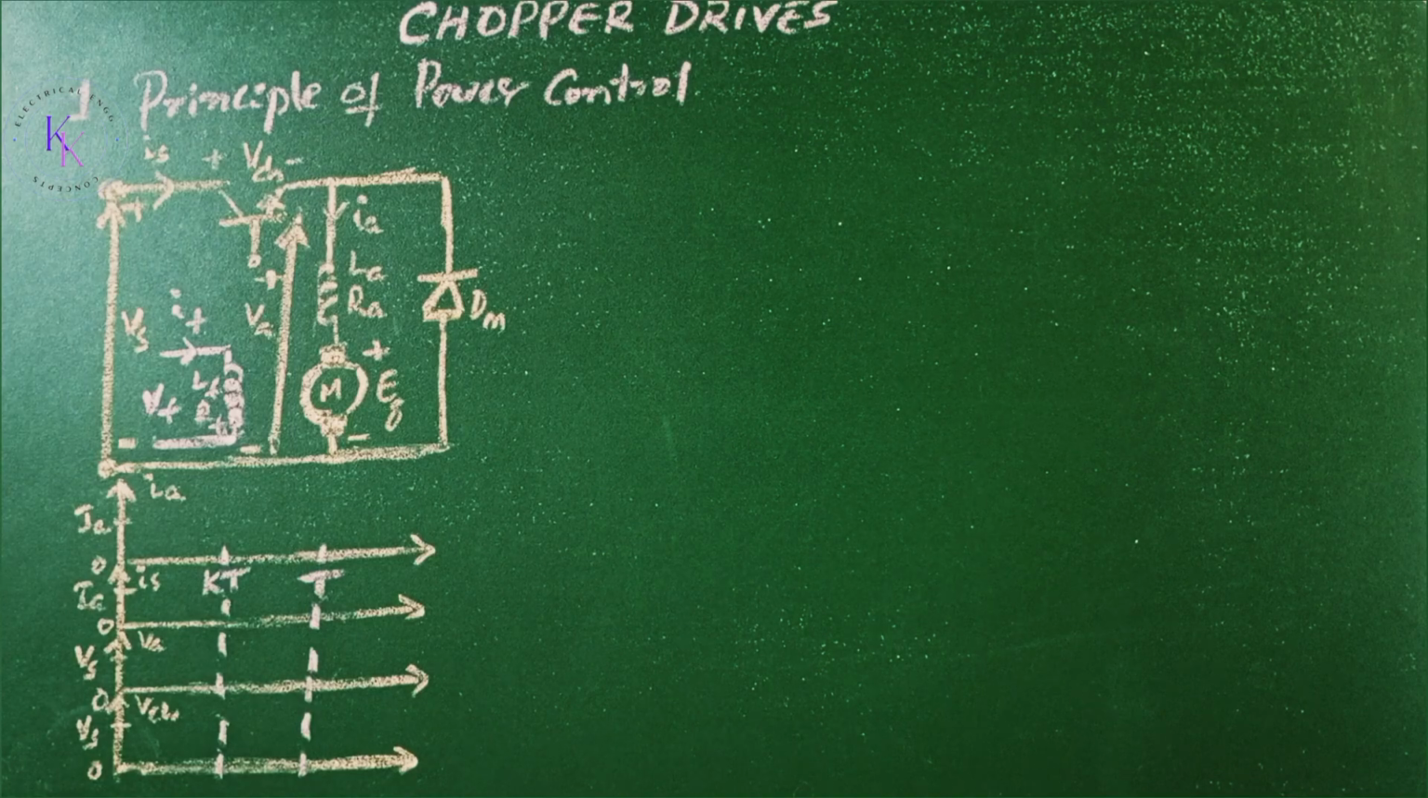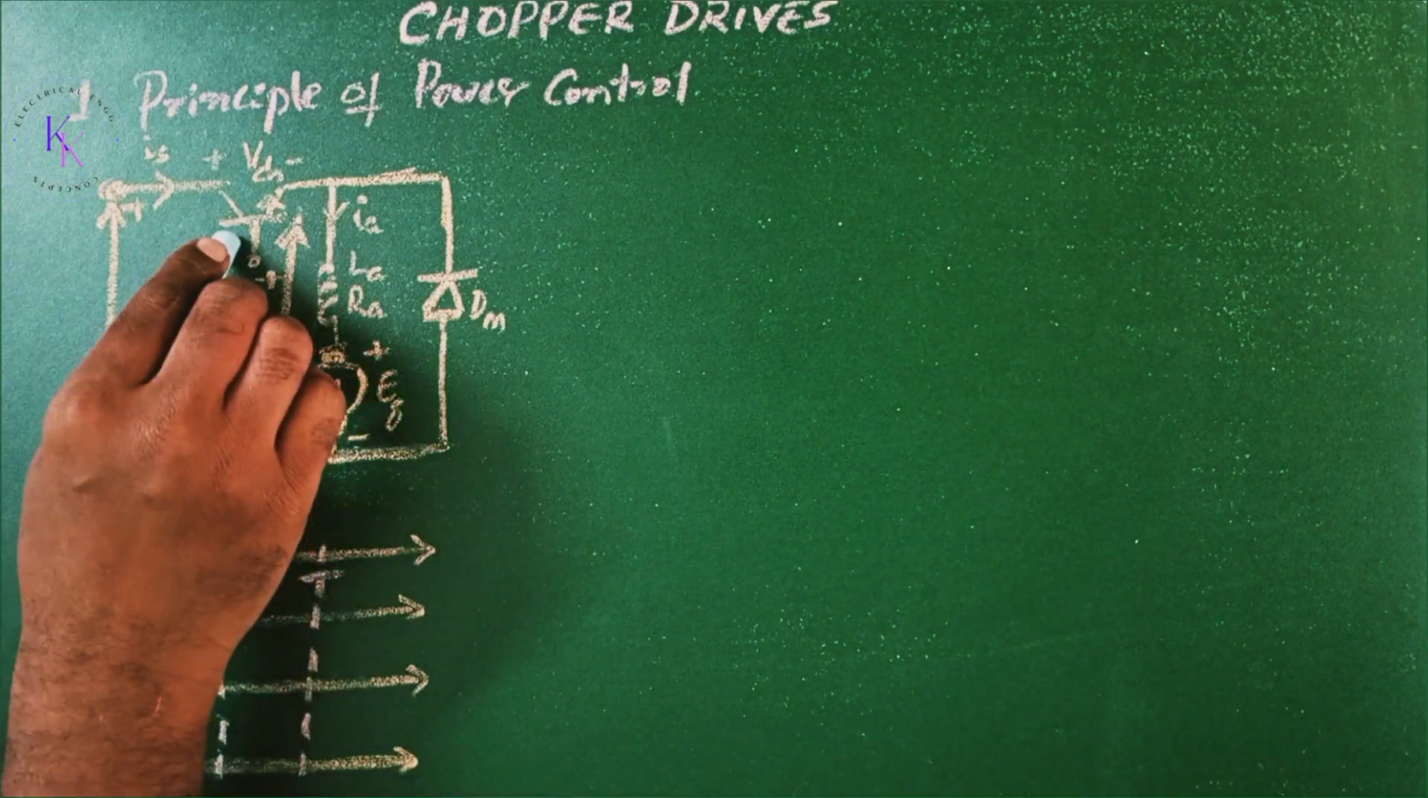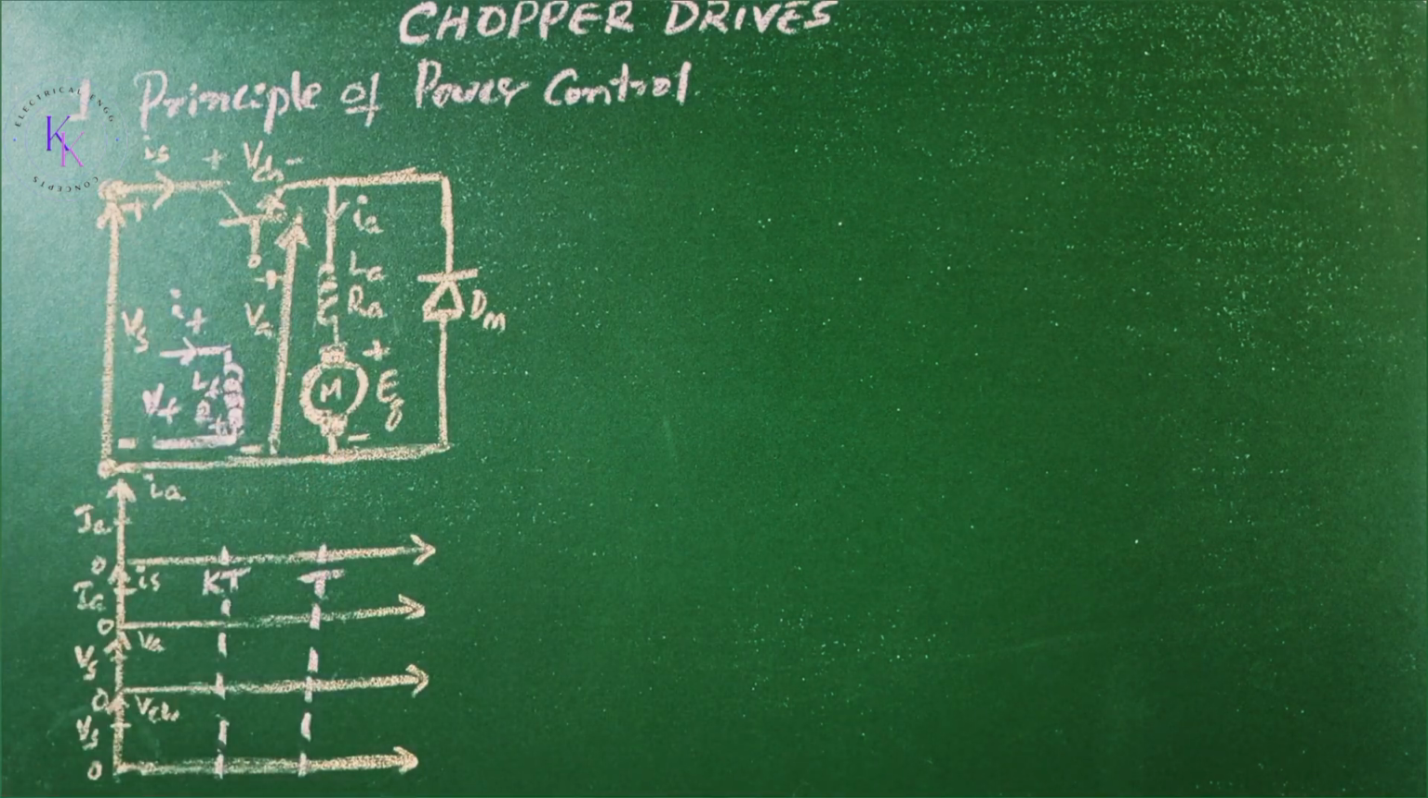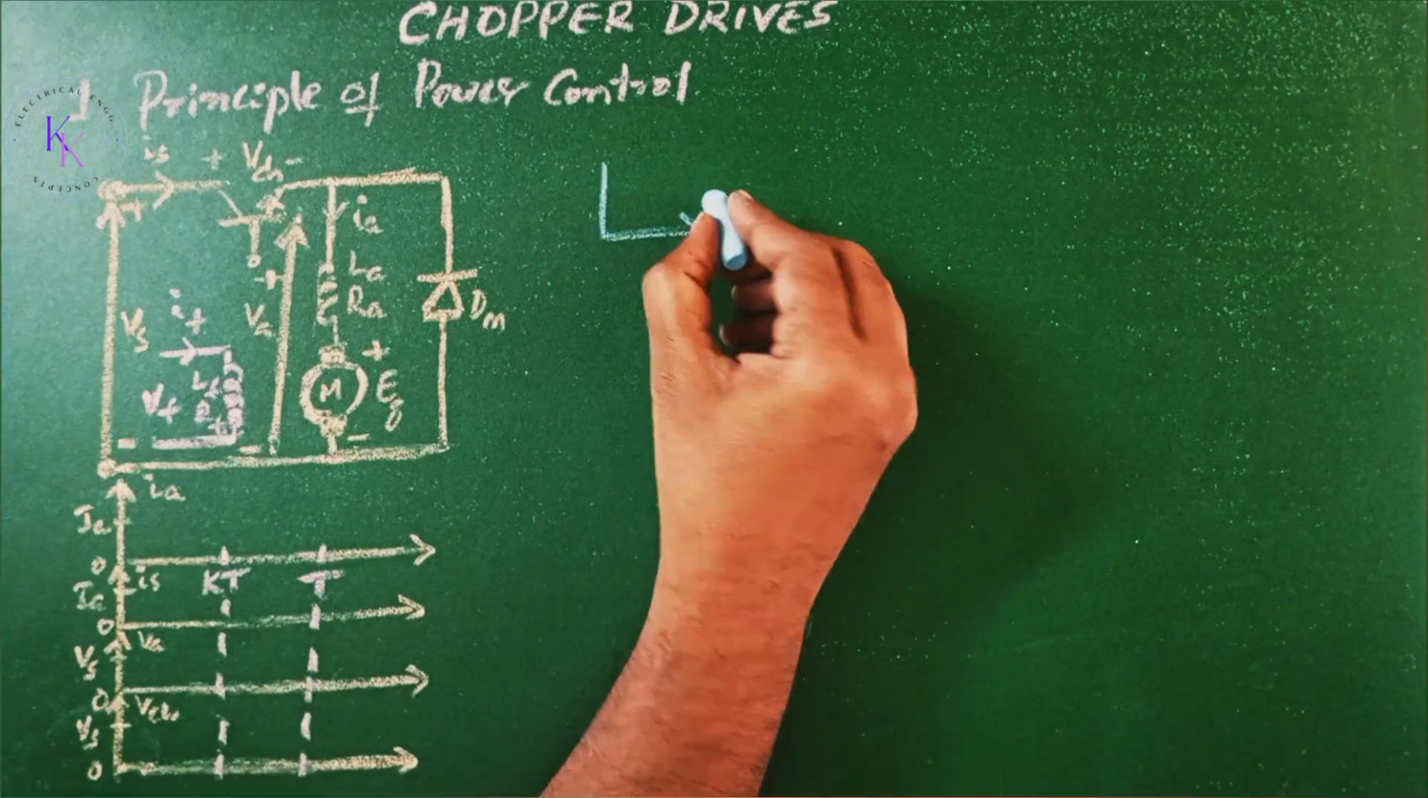First, the principle of power control or acceleration control. The chopper is used to control the armature voltage of a DC motor. The circuit arrangement of a chopper-fed DC separately excited motor is shown here. The chopper switch can be a transistor or forced commutated thyristor chopper. This is a one-quadrant drive.